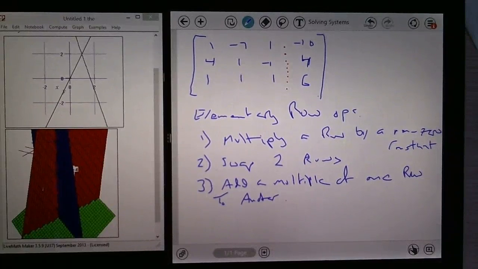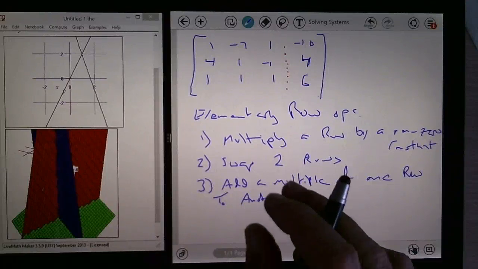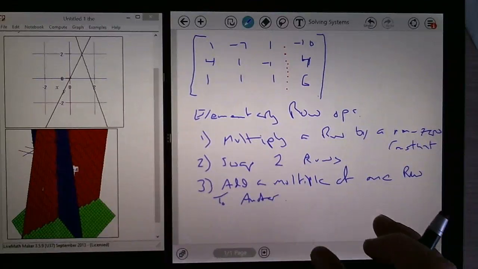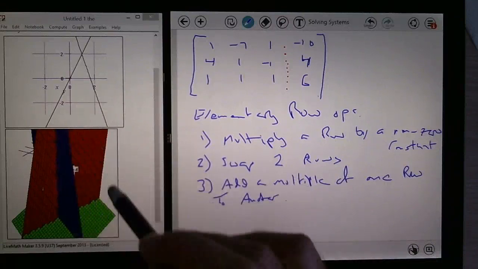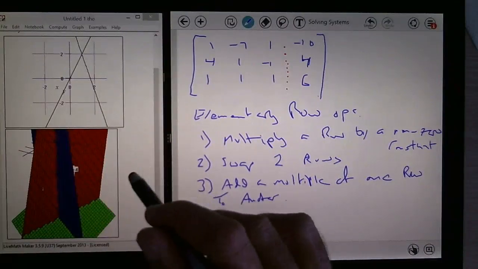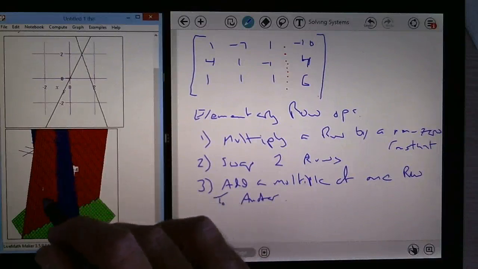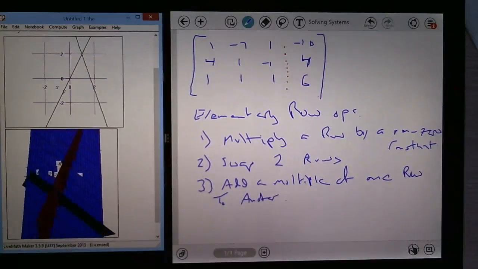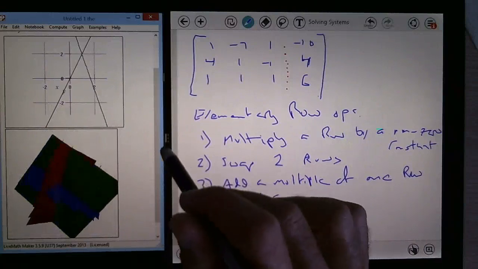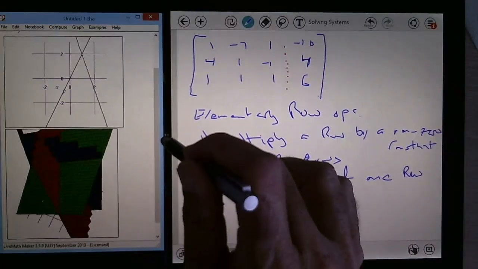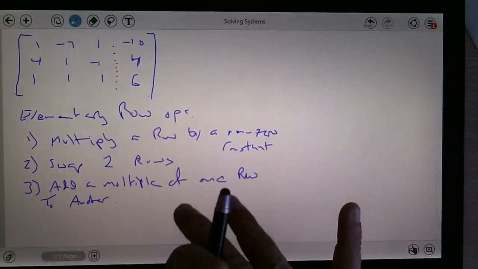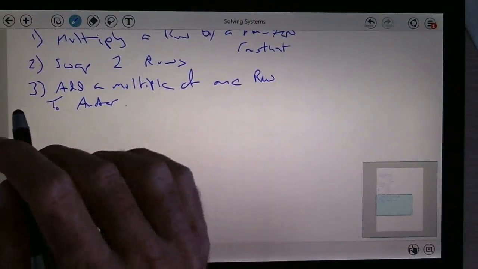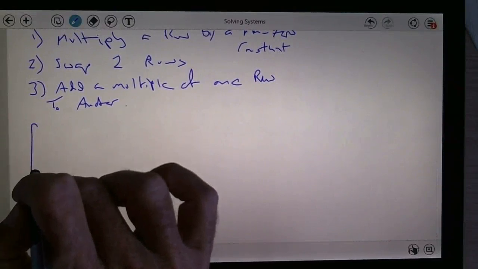Those are my elementary row operations. I'm going to use those to solve the system of equations. Okay, so here we go. I've got some things over here, and maybe you've been looking at these things as I've been going. I'll come back and explain them momentarily. I'll hide them for now. So here we go. Where's that matrix?